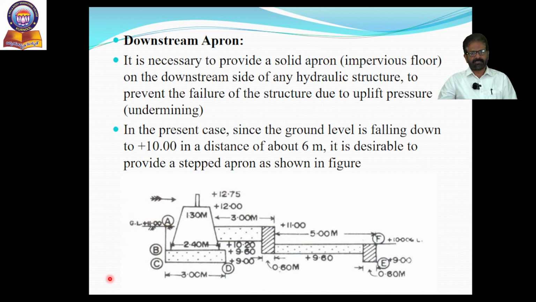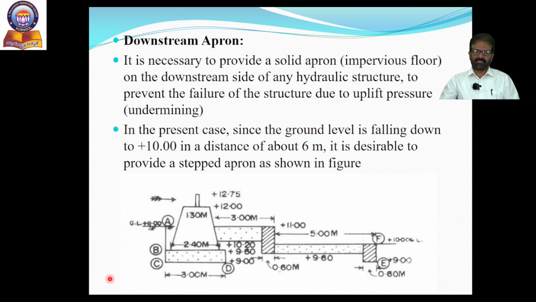In the numerical problem under consideration, it has been given in the problem statement that the ground level is falling down to 10 meters, the level of existing ground is plus 10 meters over a distance of about 6 meters. Therefore, the existing ground level near the structure is 11 meters, and for a distance of 6 meters on the downstream side, the ground level is 10 meters. That means there is an elevation difference of 1 meter over a distance of 6 meters.